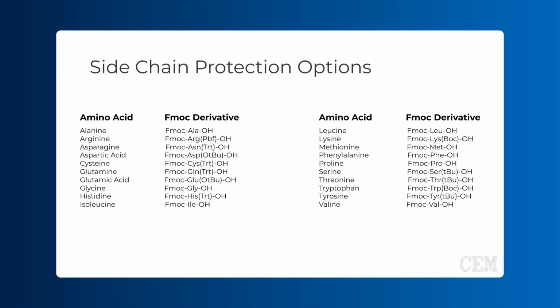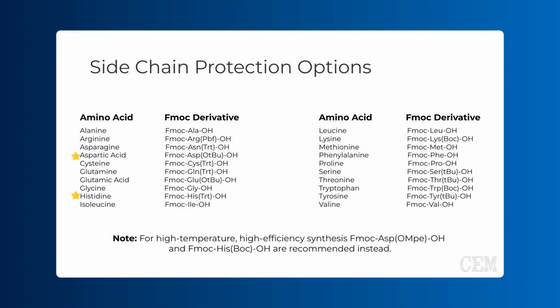While the FMOC group is used to protect the backbone amine, protecting groups must also be present on any side chain with reactivity potential. Of the 20 canonical amino acids, 12 contain functionality which must be protected. The most common protecting group used for each amino acid is displayed here and includes tert-butyl, Boc, trityl, and Pbf. Please note that for high-temperature, high-efficiency syntheses, alternative derivatives for aspartic acid and histidine are recommended. While more costly than the listed FMOC derivative, these two derivatives offer exceptional resistance to common side reactions like aspartimide formation and racemization.